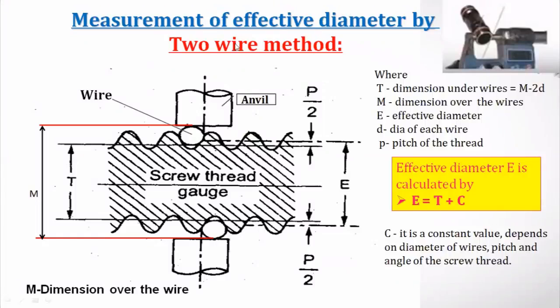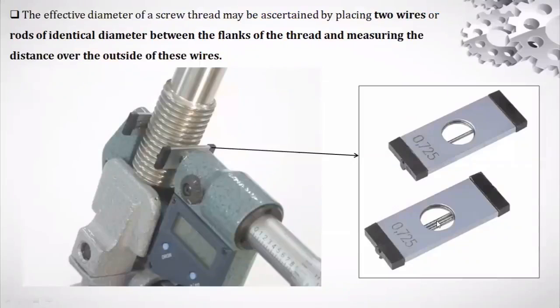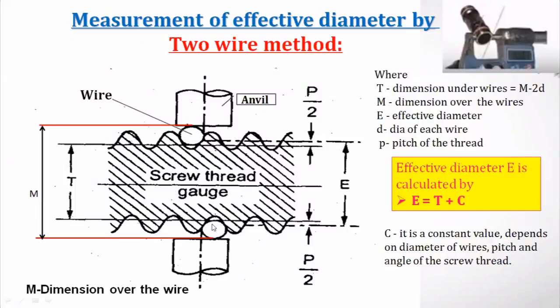As the number specifies here, only 2 wires or 2 rods will be used. Here what you are seeing is 3 wires. See here, this is 1 wire, here there are 2 wires, a total of 3 wires. This is an example of the 3 wire method. But here what I am showing is the 2 wire method. Only 2 wires will be used, right?